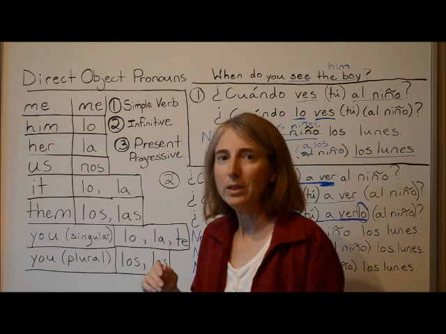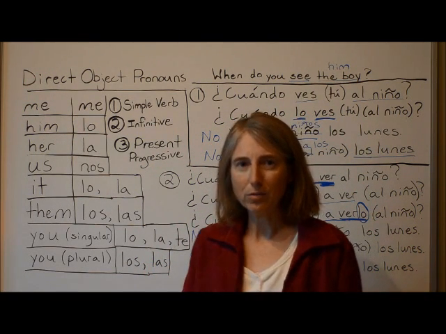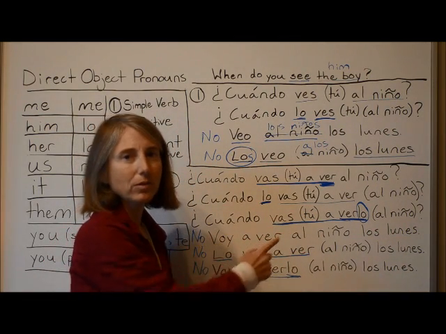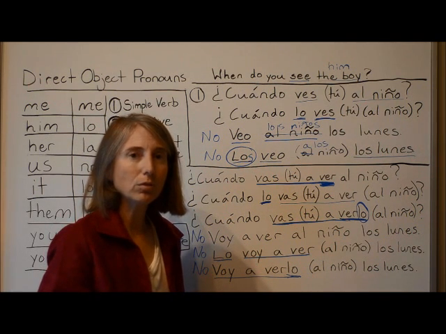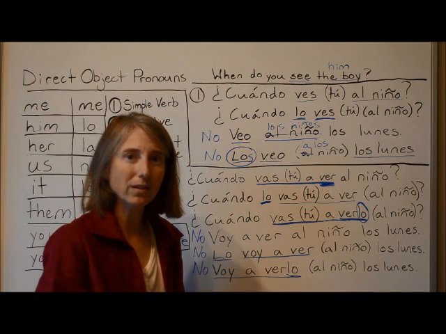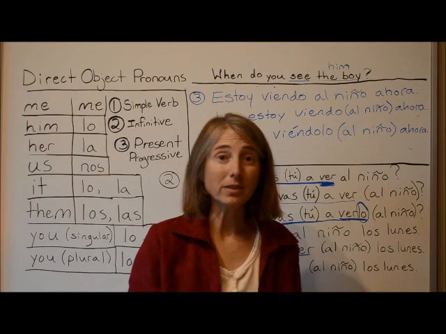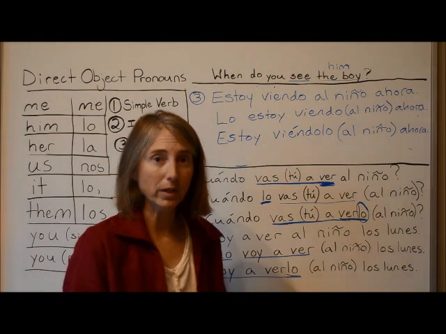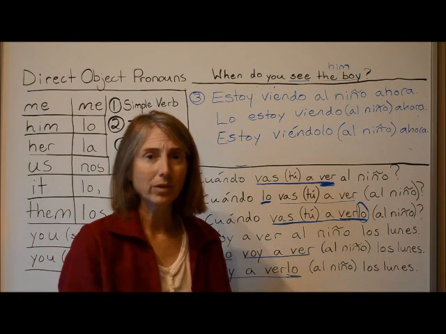Another type of verb that we need to look at is the present progressive. Because with the present progressive, we can do something similar as with the verb that has an infinitive. So I'm going to write a couple of sentences here that show you how to use the direct object pronouns with the present progressive verbs. So here we have some sentences using the present progressive with direct object pronouns.